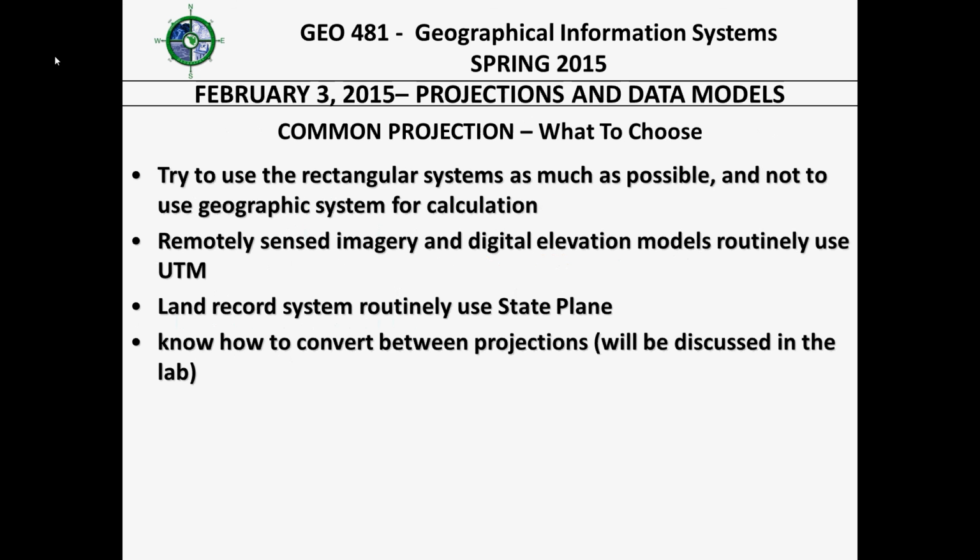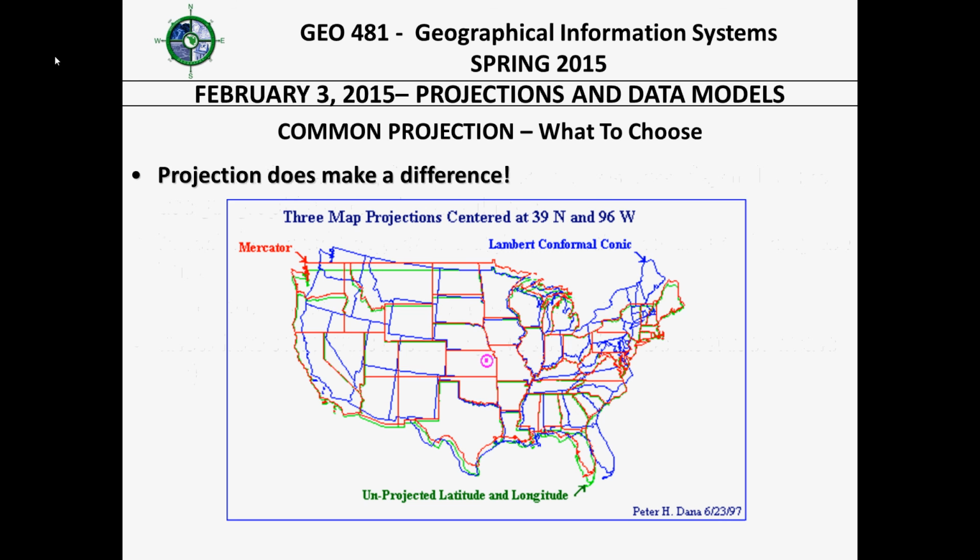So what to choose? Pros and cons? Differences between geographic and projected. I could ask you, rectangular systems should be used for any kind of measurement and analysis because you're using consistent units. You shouldn't use geographic coordinates, latitude and longitude, to do analysis. Projections make a difference. Look at the differences in the United States, depending on what projection it's mapped with.